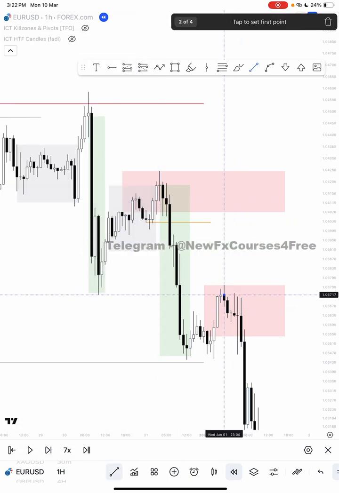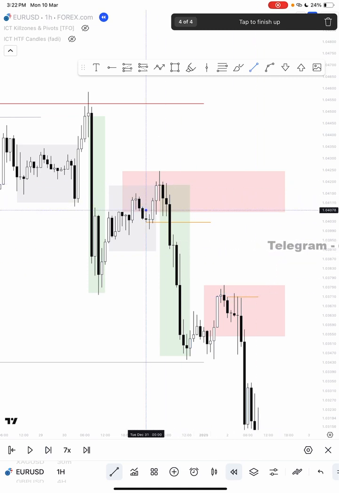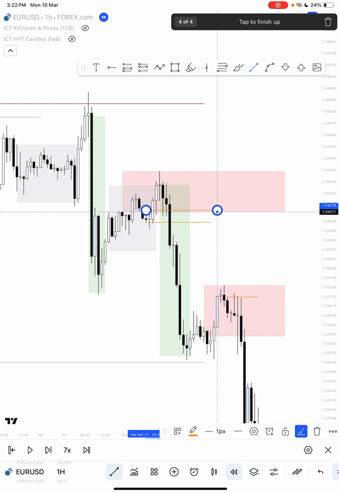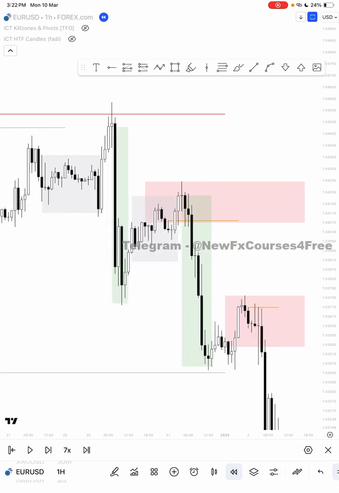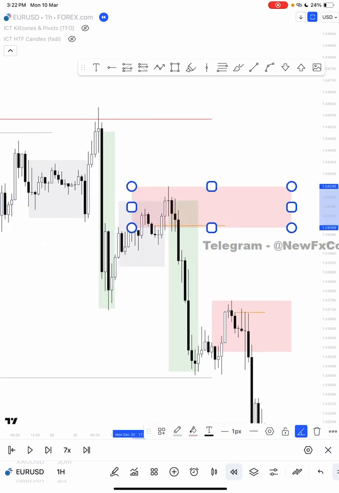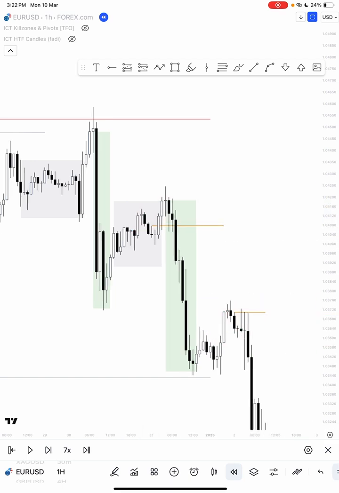Supposed to mark the open candle of this and the opening candle of this, because that's our opening price. So here, taking this off and also this.